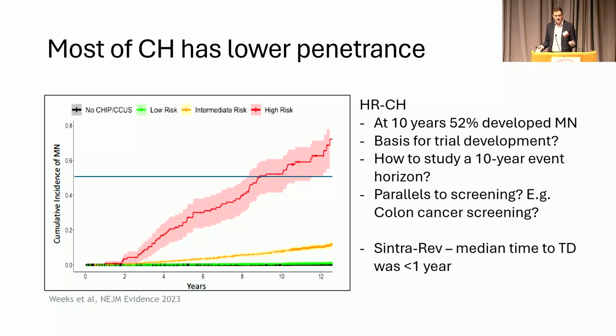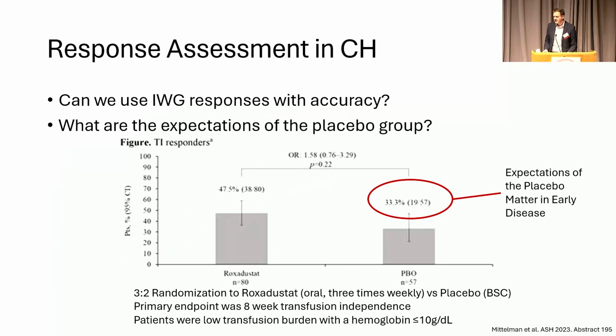It's almost more of a screening study, like colon cancer screening, doing colonoscopies to try to find an event every 10 years. And in contrast to this event horizon, and just something that we have to think about, Sintra-Rev, the median time to transfusion dependence is 1 year. So you didn't have to wait too long to know if your intervention mattered.